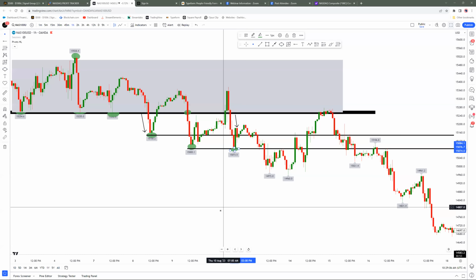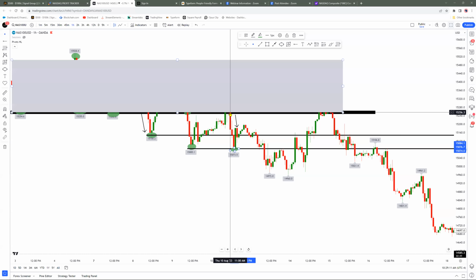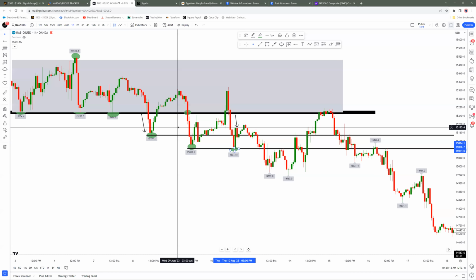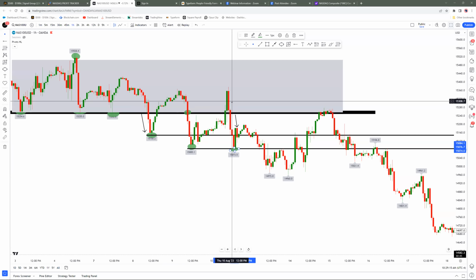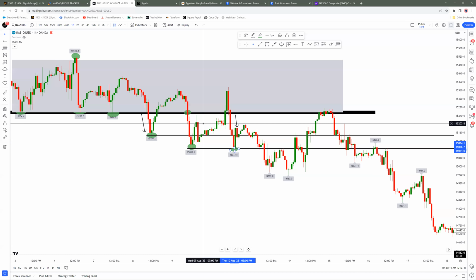Price hits our swing low, target to hit. So from here to here, New York session, you were trading. You didn't even have to look at your chart the whole day. You would have just gotten this trade. Price is under this level. Set your stop loss. You literally could have walked away from your charts for the day.